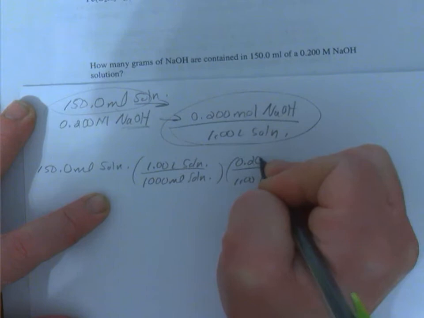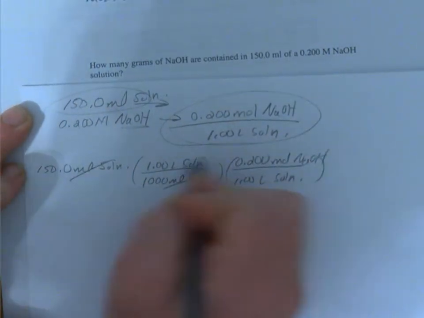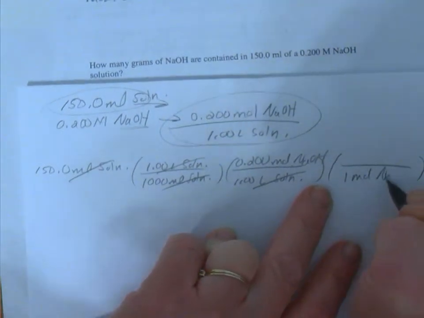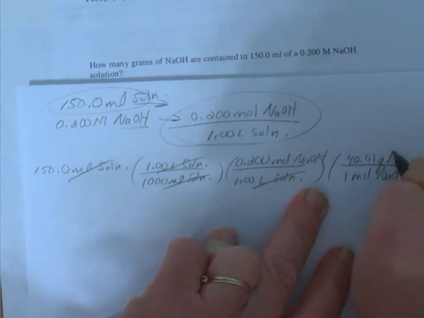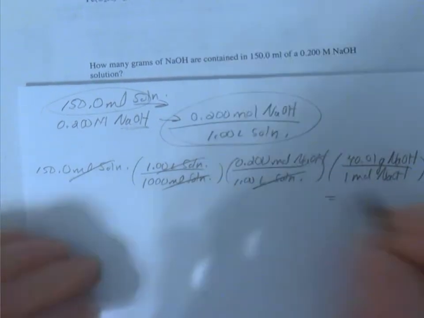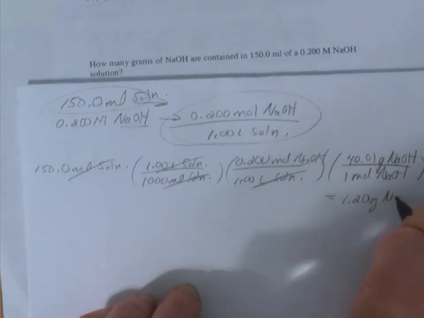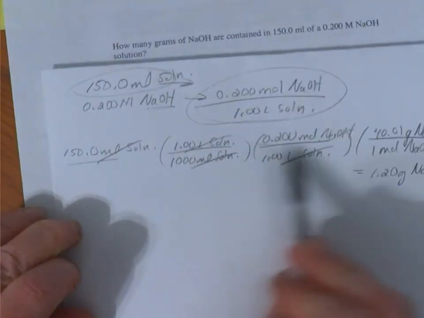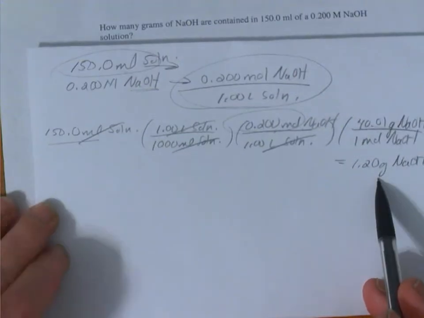And that will get me moles of my solute. And then I know if I have moles, I can get myself to grams. Nice and easy. And we get 1.20 grams of sodium hydroxide. 4 sig figs and 3. We want to report that to 3 sig figs, since 0.200 limits our sig figs.